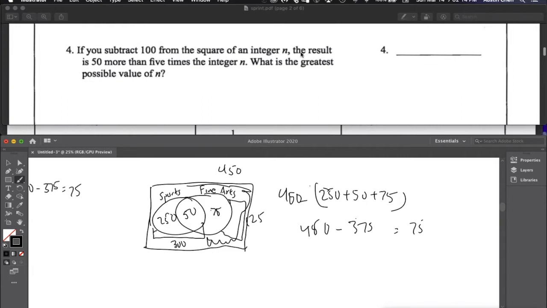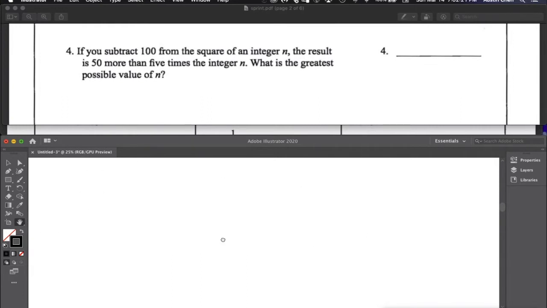If you subtract 100 from the square of the integer n, the result is 50 more than 5 times the integer n. What is the greatest possible value of n? So you would just write an expression for n here. So n squared minus 100 equals 50 plus 5n. So this ends up being like a parabola, and you're just looking for the highest point of it. Greatest possible value of n.